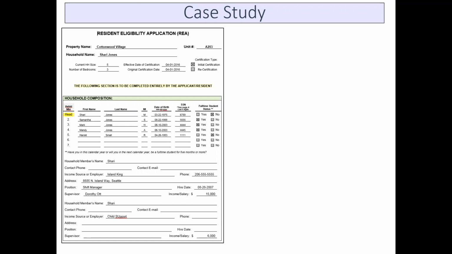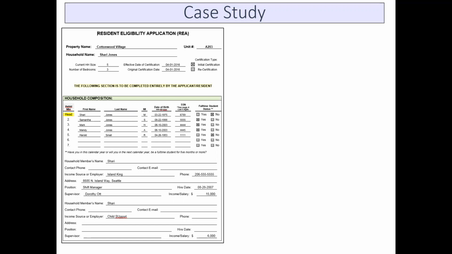We look at it, we see we have at least one household member who's not a student, so we know that we do not have a student issue with this household. So we can go ahead and just look at their income for qualifying purposes. Sherry is our head of household, and she is saying that she has a job. Also child support.